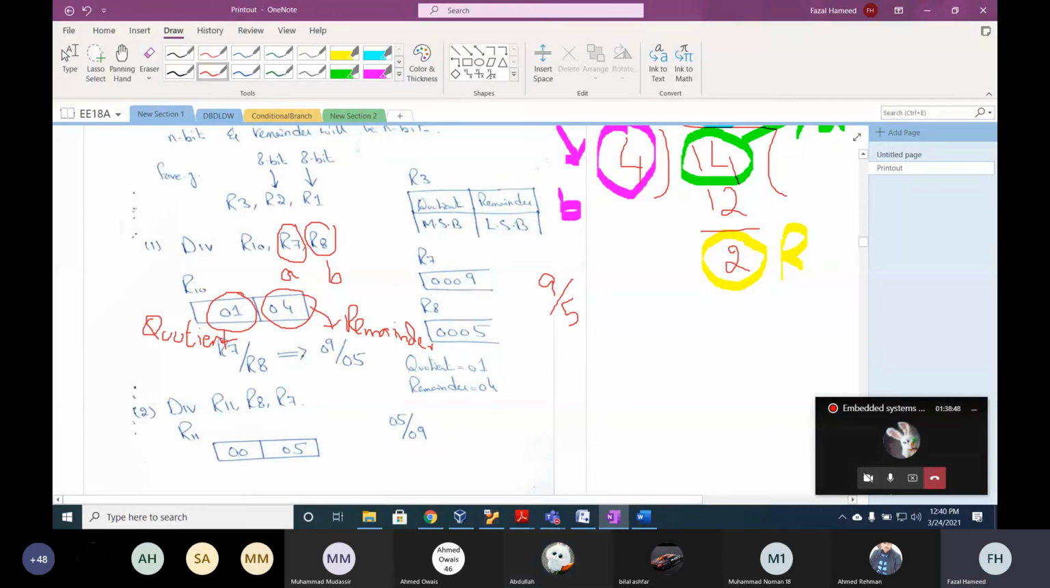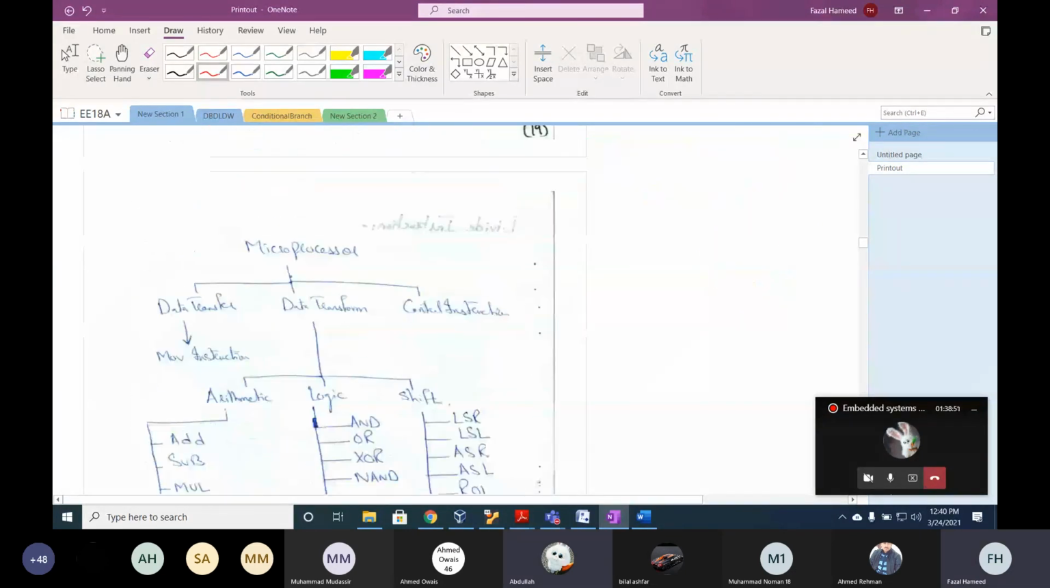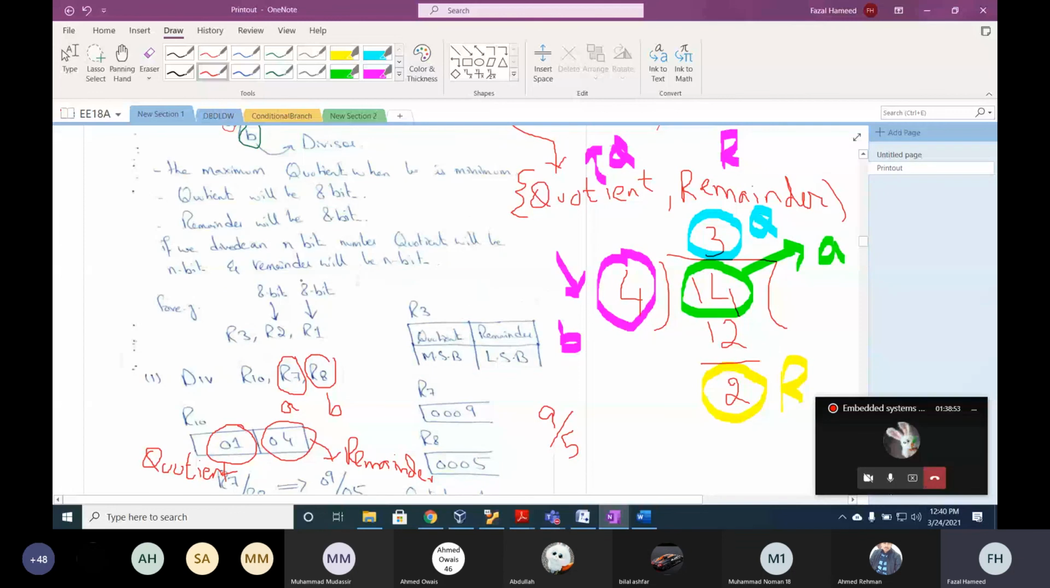Yes, sir. Okay. There are different examples, and you can study this with different things. Now I'm assuming my architecture performs the division operation. The quotient portion of the operation is stored in the most significant byte, and the remainder is stored in the least significant byte.